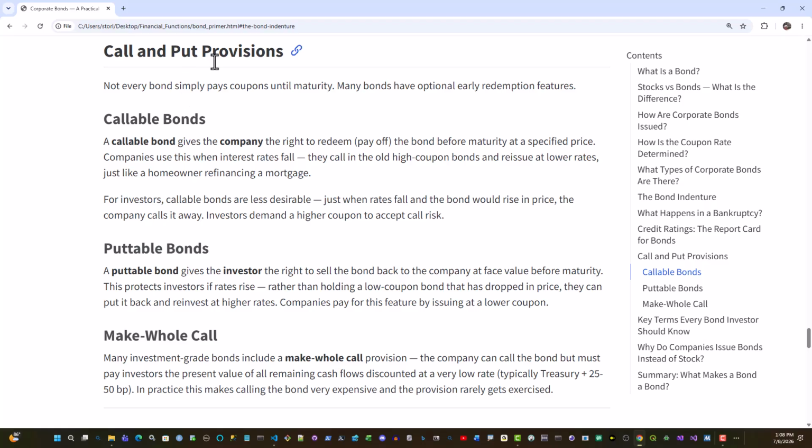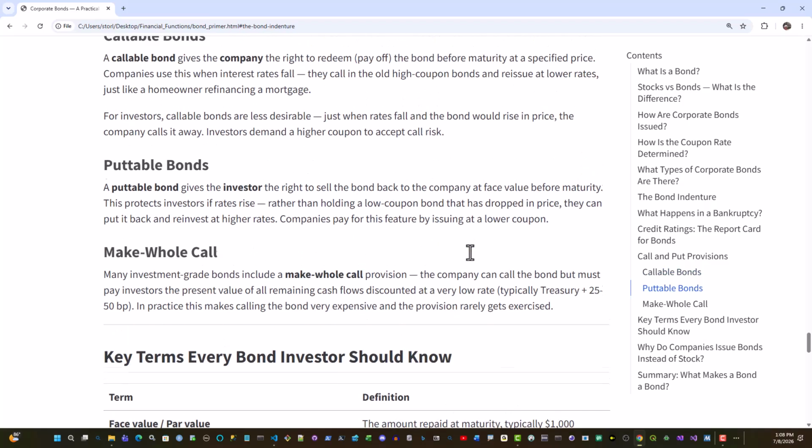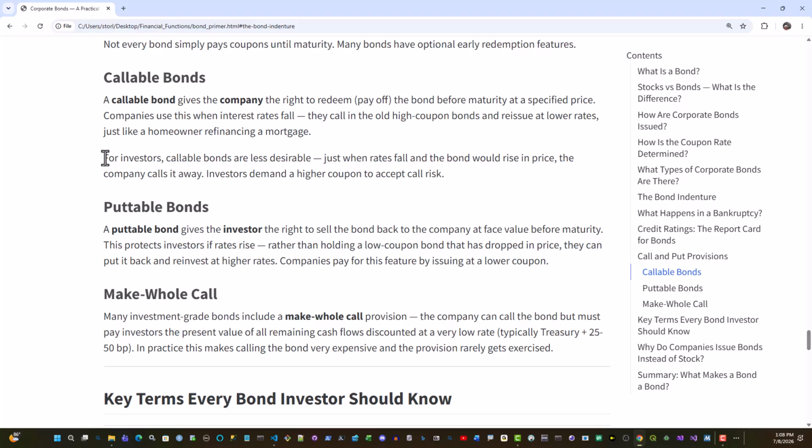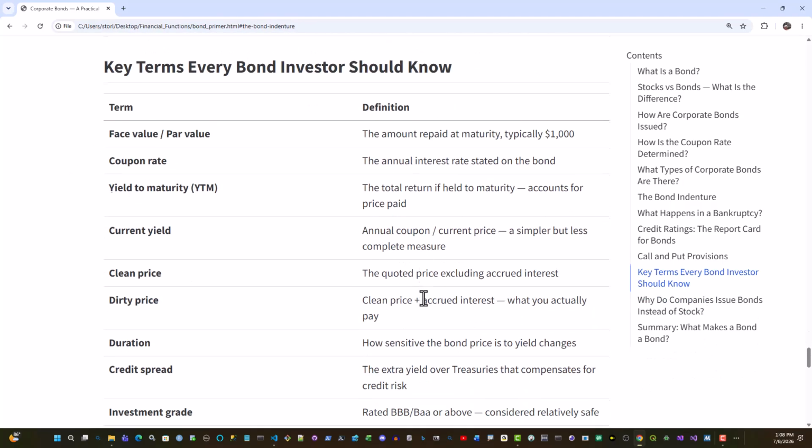Then there are some call and put provisions here, callable bonds and puttable bonds. I'll leave that in here, but I'm not going to go through this stuff. Here are some of the terms that you should be familiar with. Face value, or par value, is the amount that is going to be repaid at maturity, typically in increments of 1,000 for a bond. Coupon rate is the stated rate, or printed rate, on the bond certificates. Yield to maturity is basically the market rate that fluctuates up and down. Current yield is simply the annual coupon payment divided by the current market price.